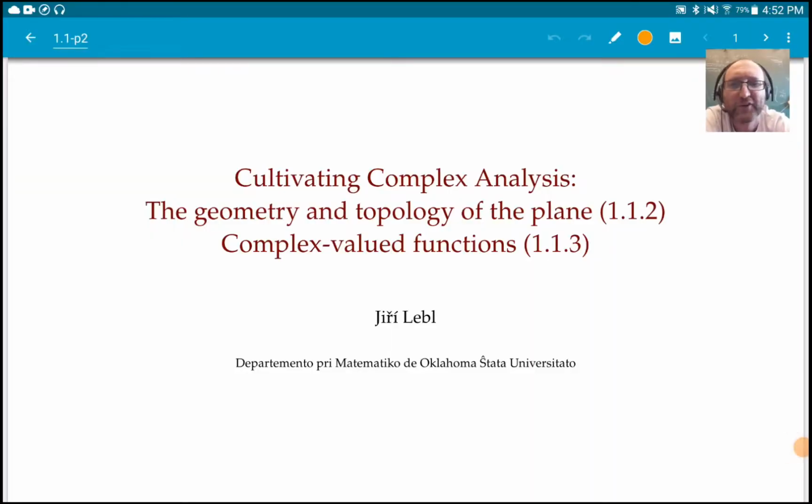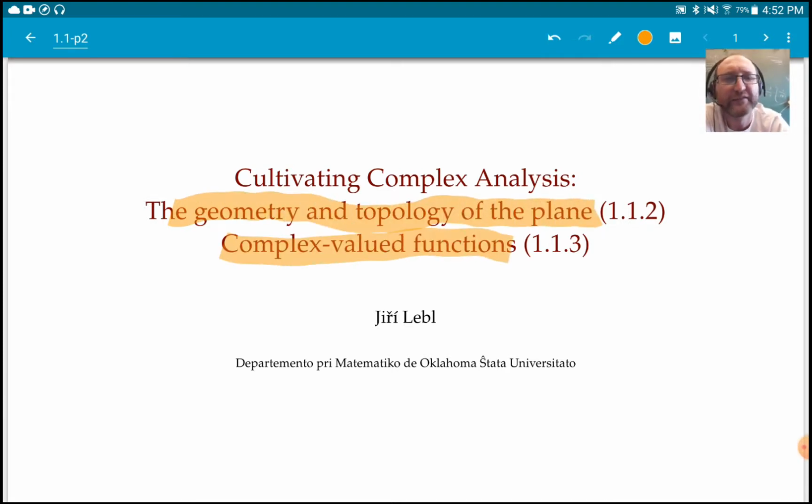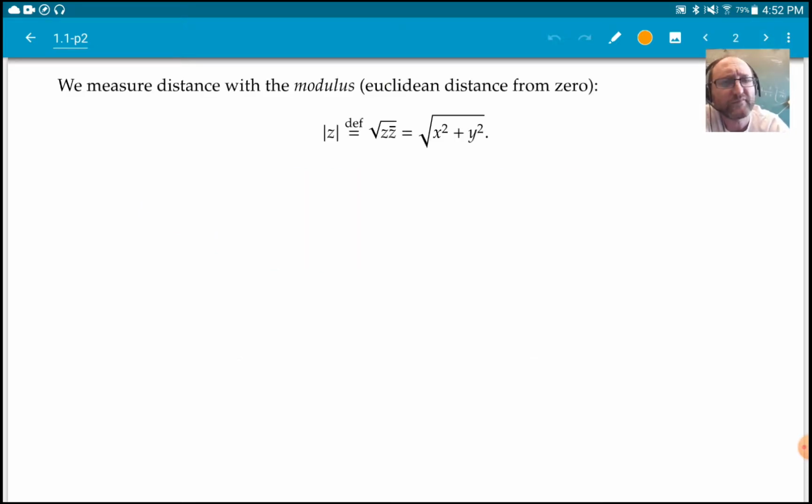Hello, and welcome back. So we're now going to look at a little bit of the geometry and the topology of the complex plane, and talk about complex valued functions a little bit. So just very basic stuff, mostly just review, hopefully. All right.